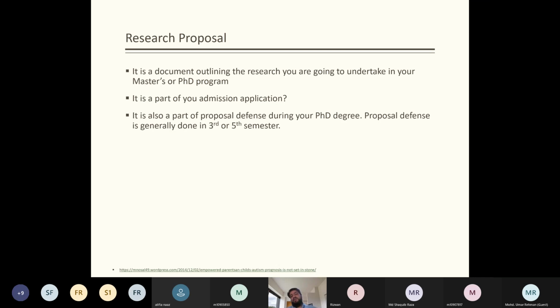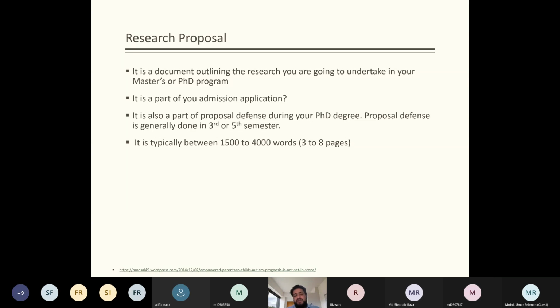But everyone will write a research proposal at some point in their program. Some of you will write it during your applications, while in the US, we generally write it in our third or fifth semester when we do our proposal defense. So in any case, this presentation is going to help you with how to write a research proposal, because you're going to be doing it at some point in your studies.